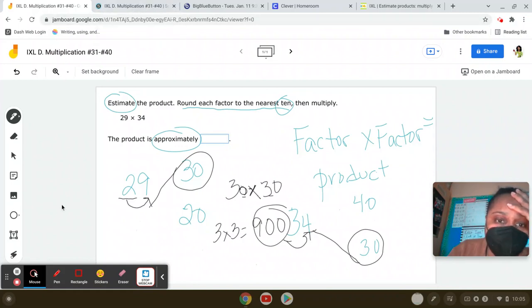All right, so that's how you estimate or approximate to the nearest 10, incorporating your knowledge from rounding. So the answer is 900.